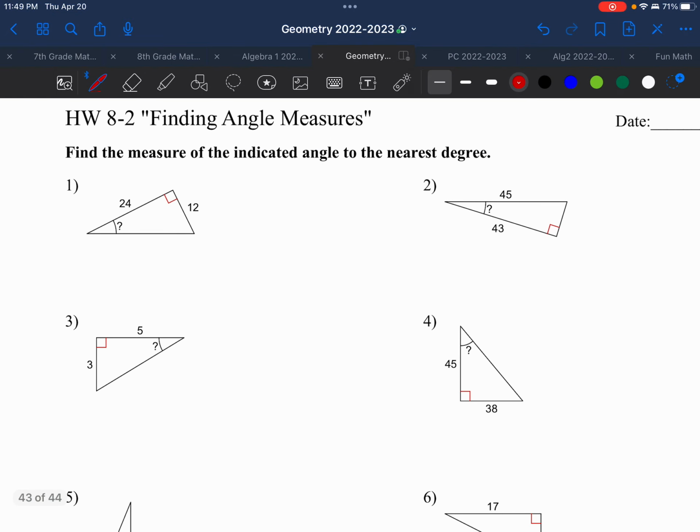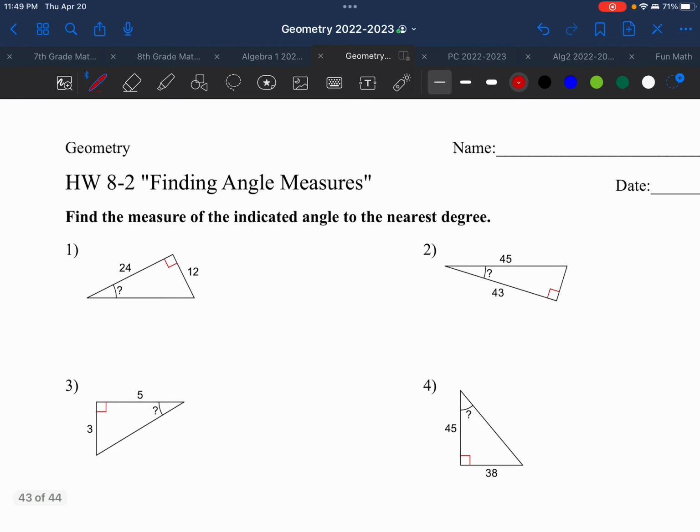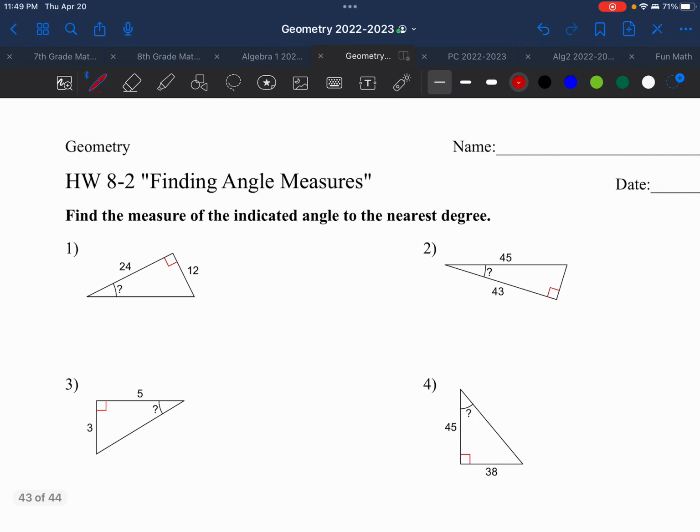Let's do number 1. So the first thing I'm going to do at the top of this homework, and you should do this as well, put your name, but you should also write SOHCAHTOA. You need to have this memorized for this entire unit and for the rest of your algebra or mathematical career.